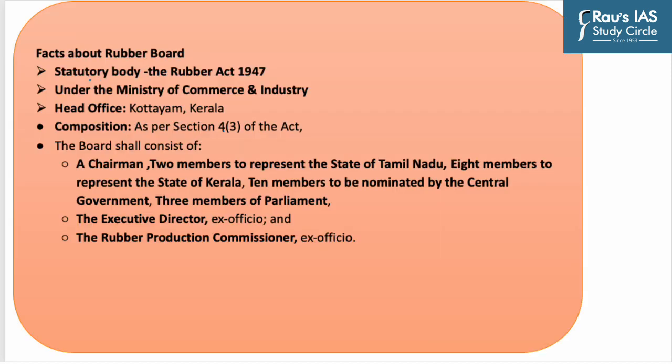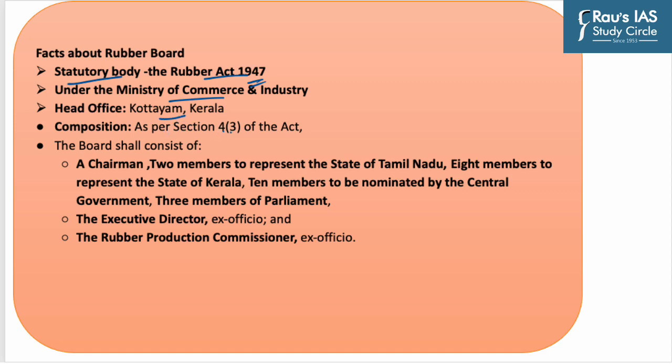Now, Rubber Board is a statutory body constituted by the Government of India under the Rubber Act 1947 for the overall development of the rubber industry in the country. Now, the Rubber Board functions under the Ministry of Commerce and Industry of the Government of India. Its head office is in Kottayam, Kerala.